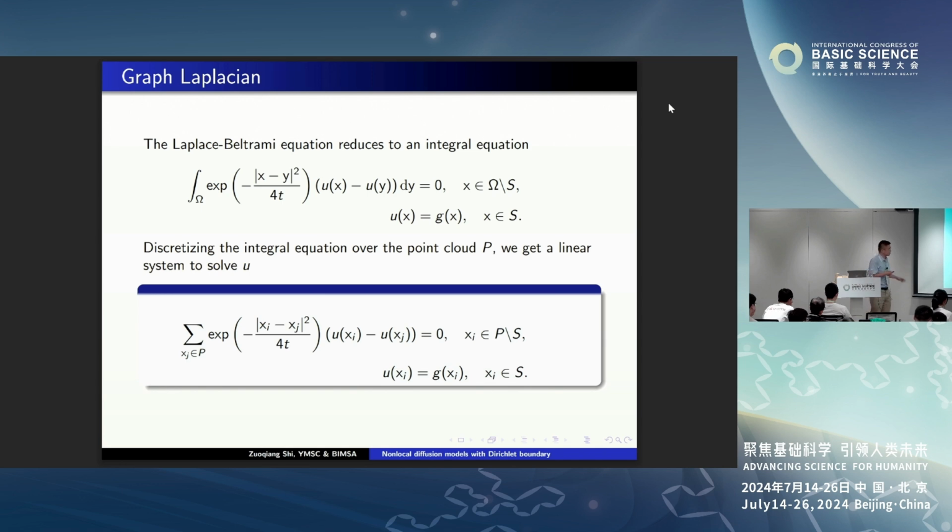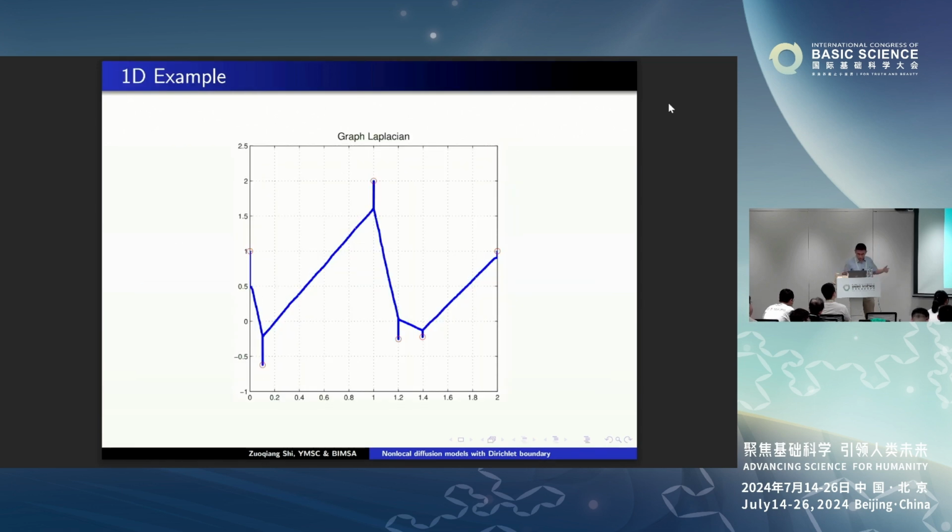Because if it is a real boundary condition, then this boundary condition is only on a measure-zero set. Then it does not have any effect on the integral equations, right? Because we know that the integral over a measure-zero set is also zero. However, in the machine learning community, they just discretize this integral equation directly, replacing the integral by summation. Then you get this linear system. Then you can solve this linear system to get the solution of the semi-supervised learning.